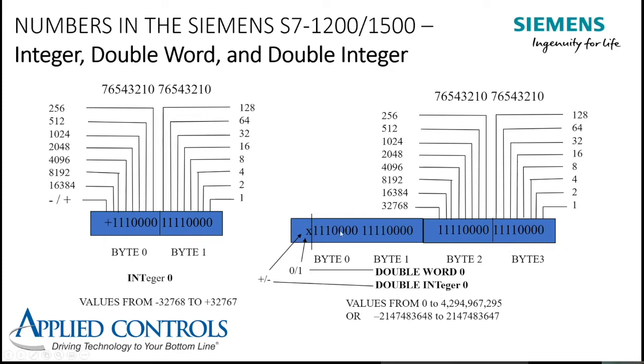The next step up from that is double words and double integers. Essentially, in terms of calculating or having a range of data, it works the same way, except now you have an extra word of information or another integer of information available, which gives you a larger range of values.